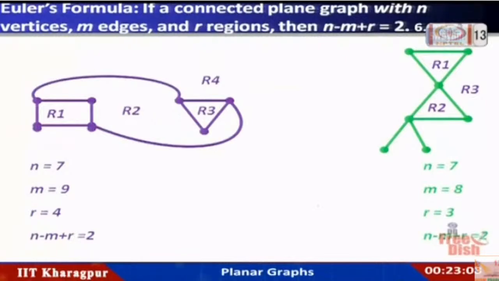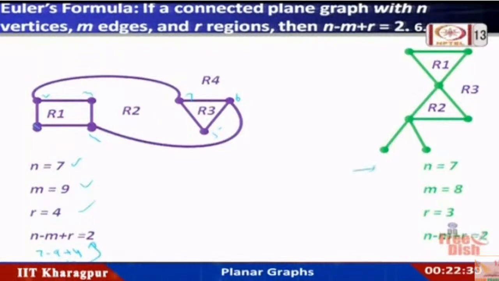Let us take this example graph. It has 7 vertices, 1, 2, 3, 4, 5, 6, 7. It has 9 different edges and 4 different regions, R1, R2 and so on up to R4. So n minus m plus r, that is 7 minus 9 plus 4, becomes 2, hence this equation is satisfied.